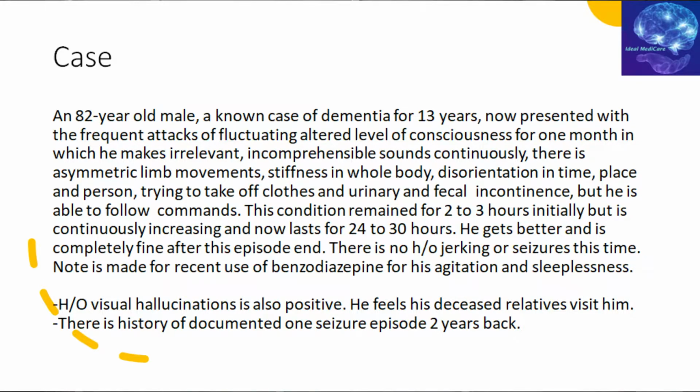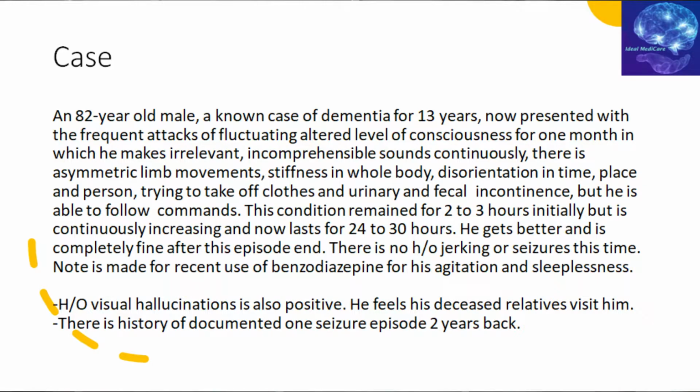There was asymmetric limb movement, stiffness in the whole body, and disorientation in time, place, and person. He was trying to take off his clothes, and there was some urinary and fecal incontinence. But he was able to follow commands intermittently. His condition used to stay like this for 2 to 3 hours initially, but it was worsening over time, and the episodes were longer.